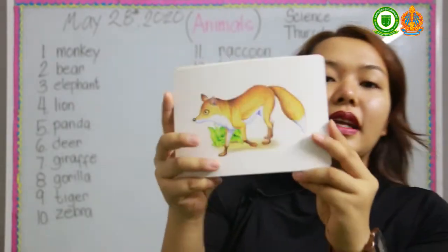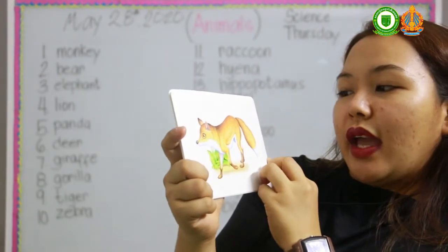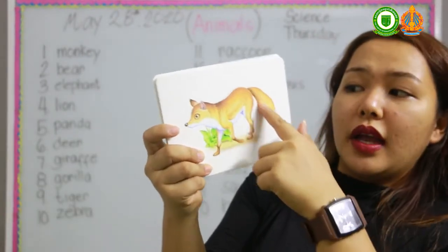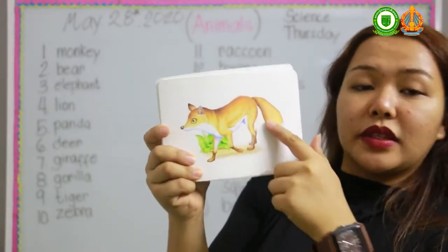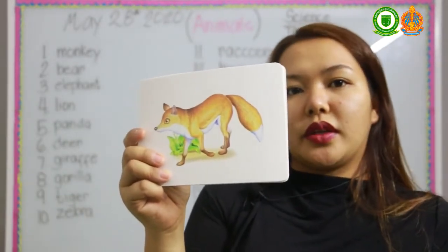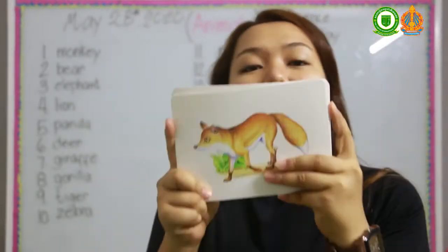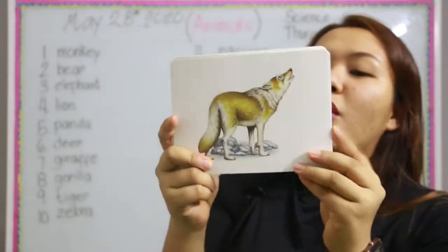Fox. They look like a small dog, but they're not dog, okay? It has a long tail as well. Normally they're brown in color, brown yellow to orange color mixed. Alright, so what do we call it again? Fox. Next we have your wolf.